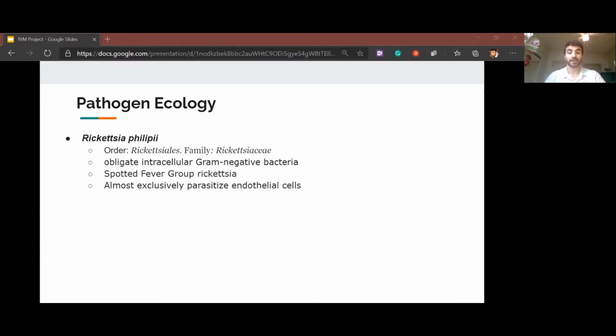So Rickettsia phillipi falls under the spotted fever group Rickettsia that causes diseases in humans. It has been detected in up to 11% of these ticks from 8 different counties in California. And now it's recognized as causing tick-associated illnesses.